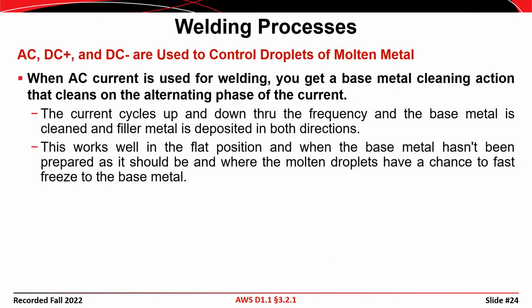So when we look at the type of electric current that's used, you can use either AC current, alternating current, or you can use direct current, DC. And you get different welding characteristics out of the two options. When AC current is used, you get a base metal cleaning action that actually cleans on the alternating phase of the current. So this is good if you find that the base metal wasn't properly cleaned. If you use an AC type of welding current, then that gives you a little bit better results.